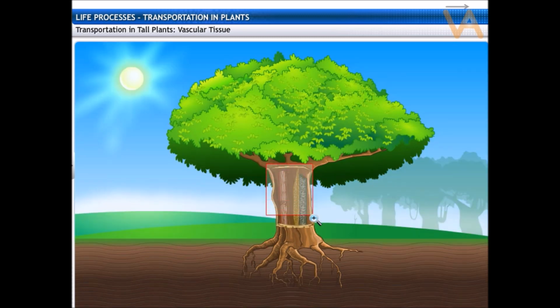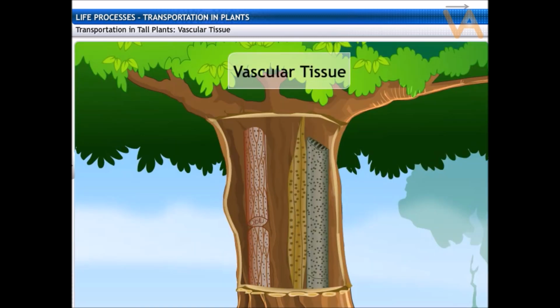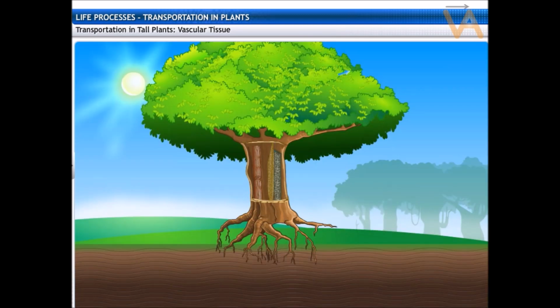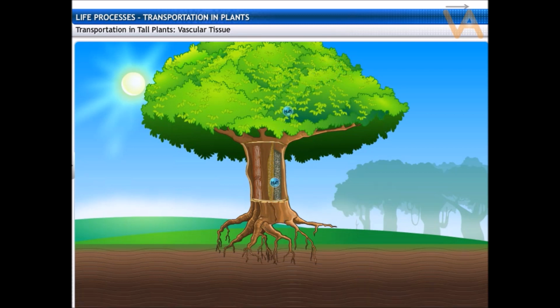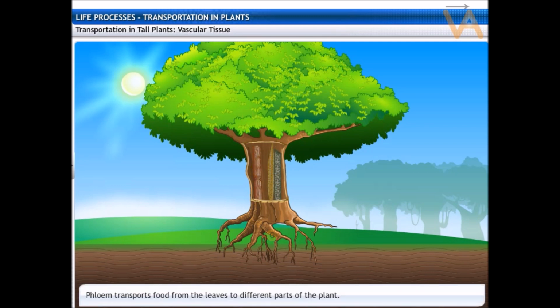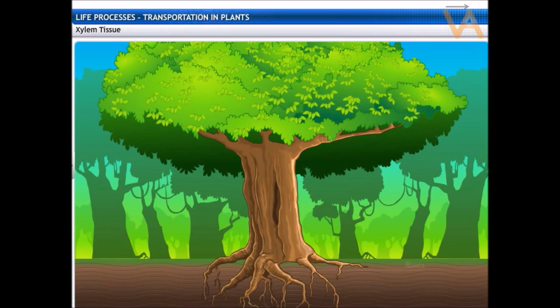Tall plants have transport systems called vascular tissues, which move raw materials from the roots and food from the leaves. This happens through two sets of conducting tubes that work independently. The xylem moves water and minerals from the soil to the plant. The phloem transports food from the leaves to different parts of the plant. Xylem tissue is present in the roots, stems, and leaves.